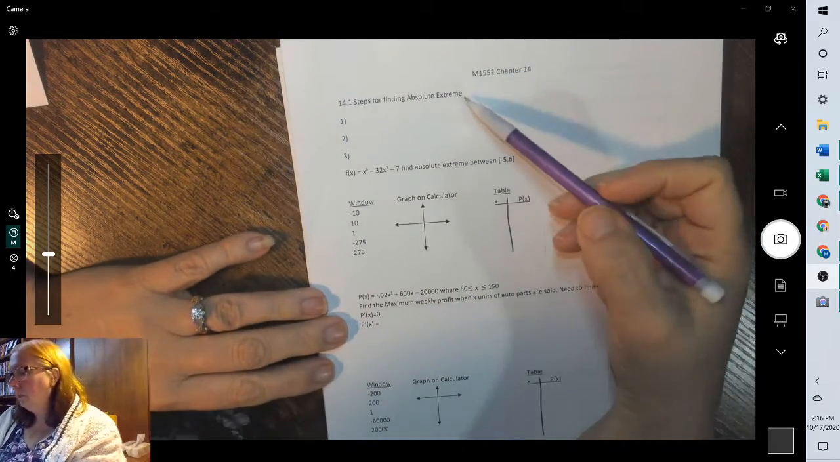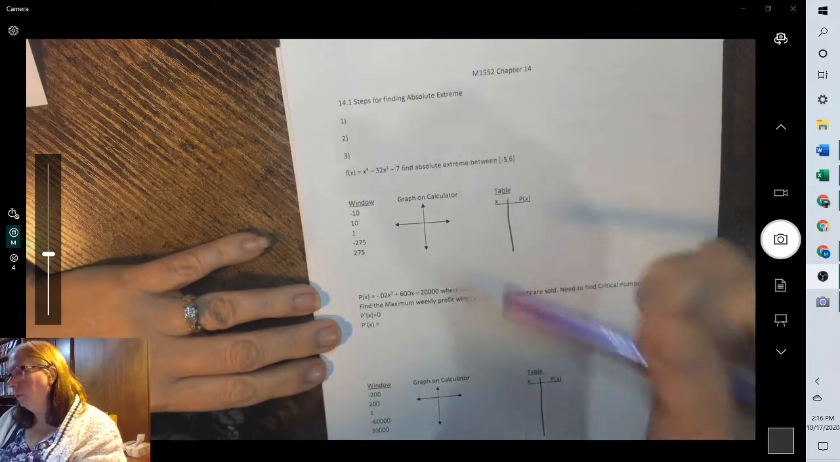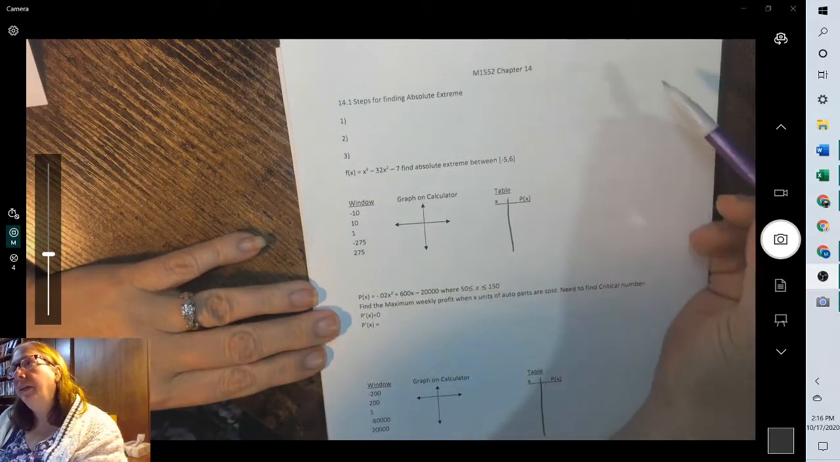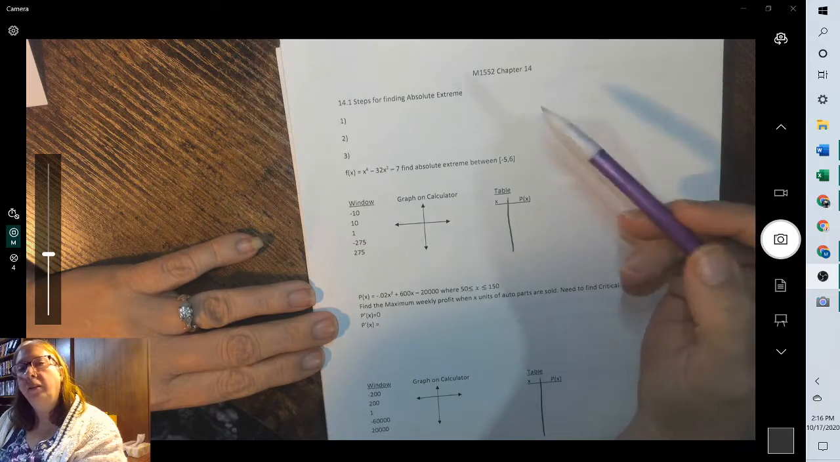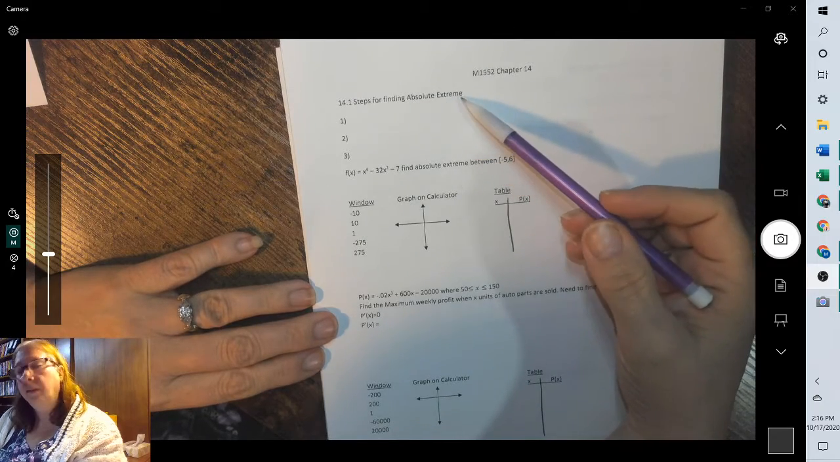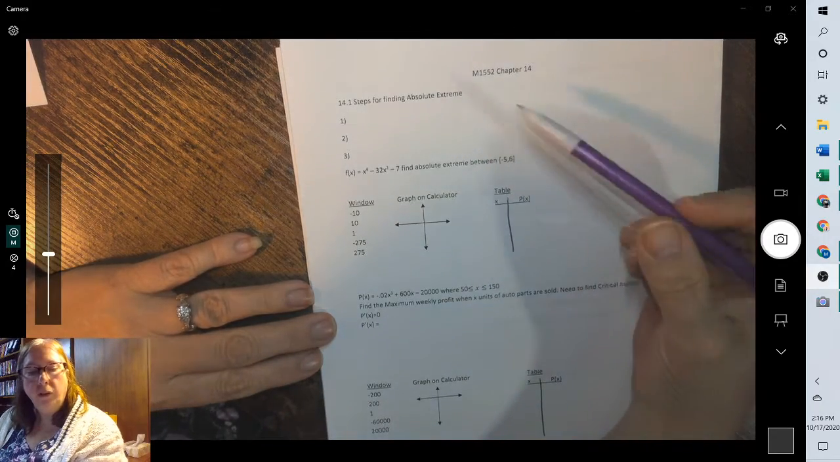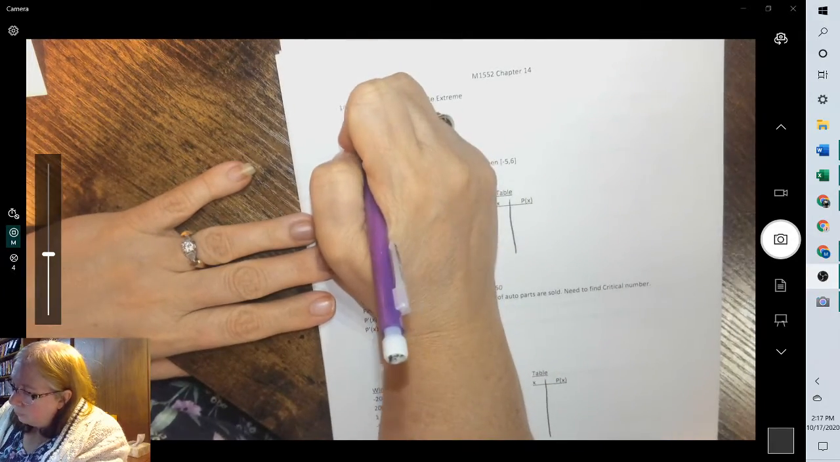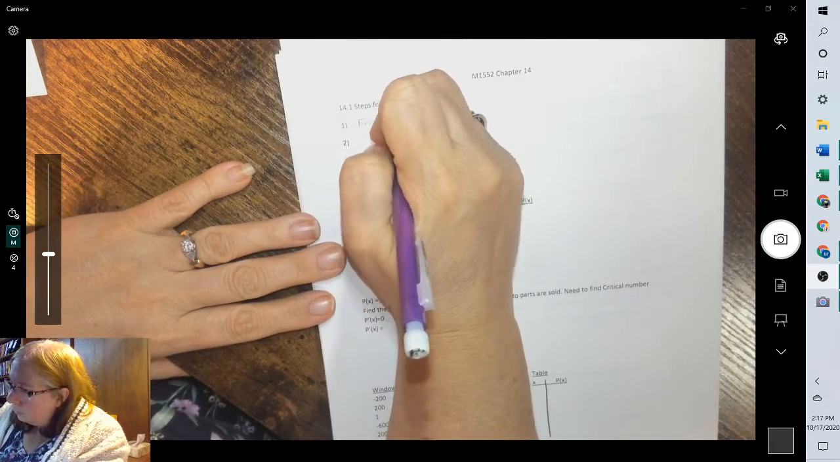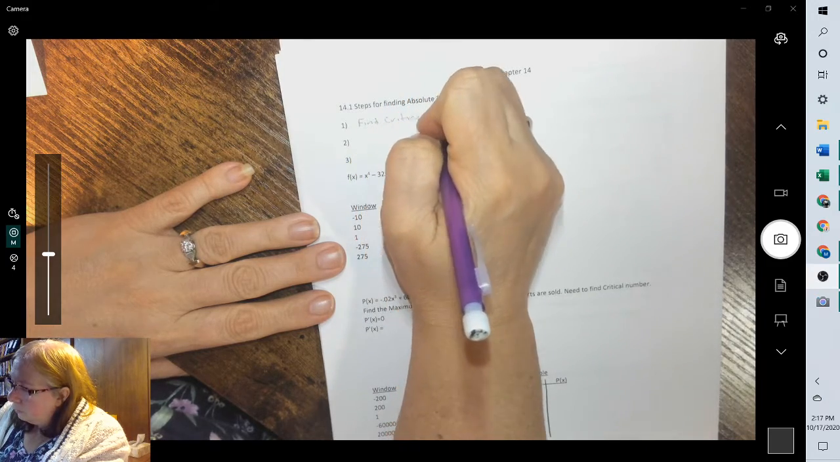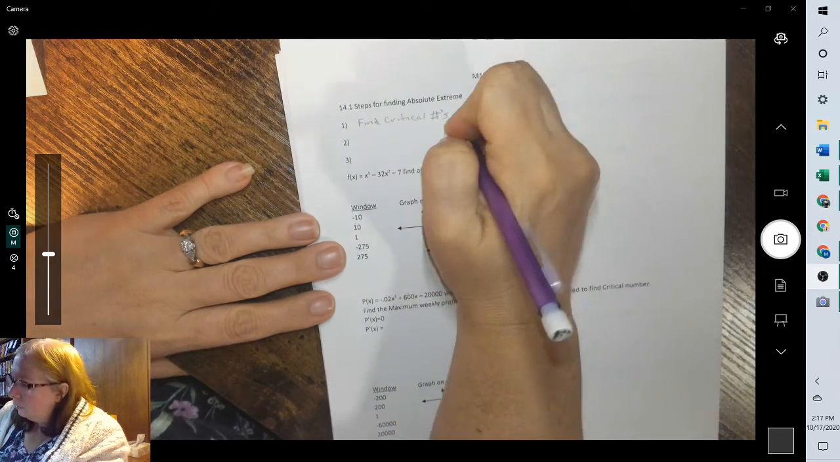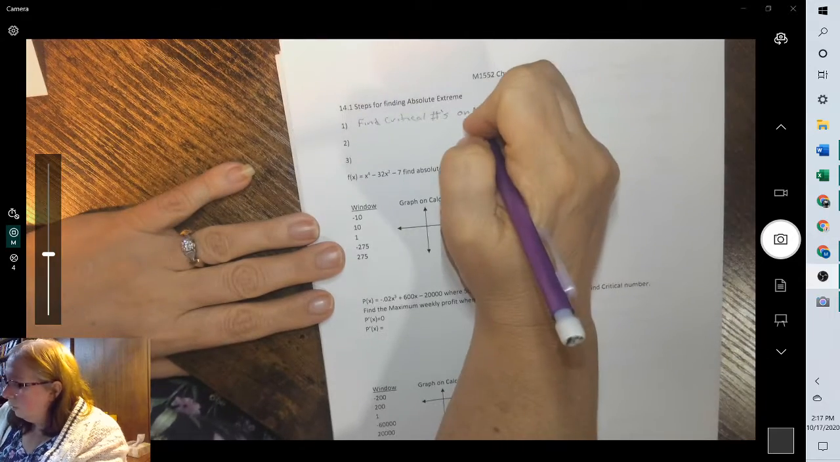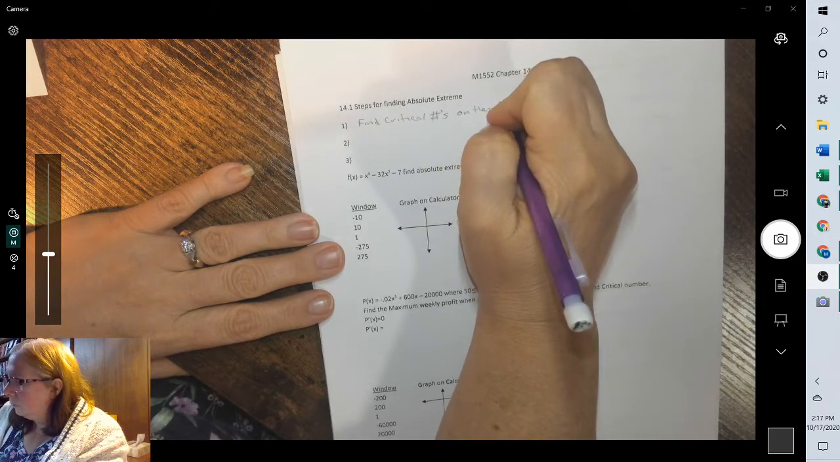And the first thing with 14.1, you're looking at the absolute highest, because we talked about relative maximum, and this is absolute maximum. So the first thing to find absolute maximum, you find your critical numbers on the interval.